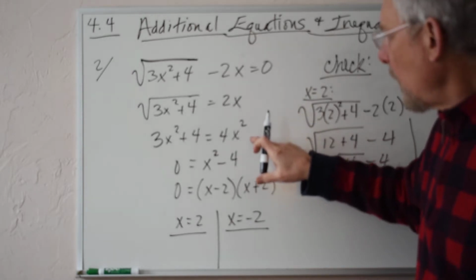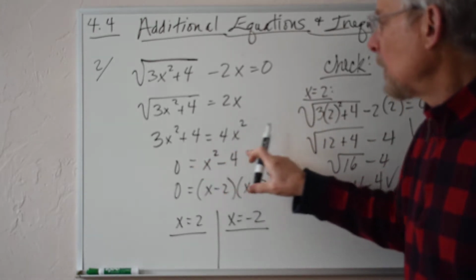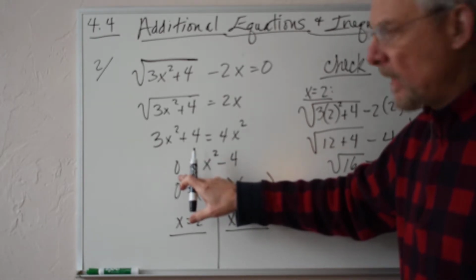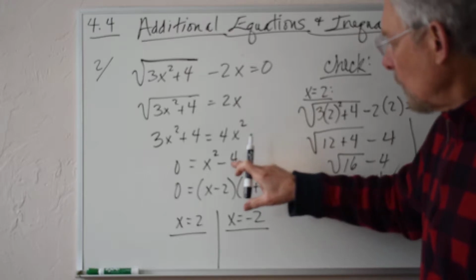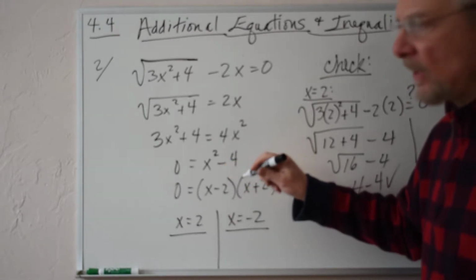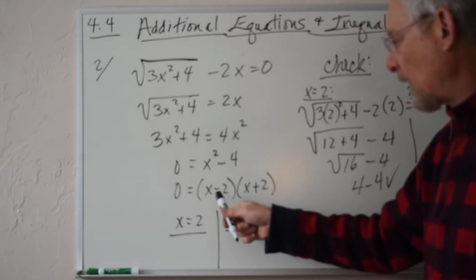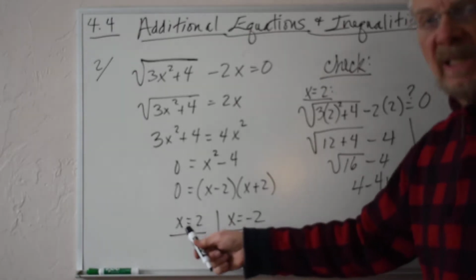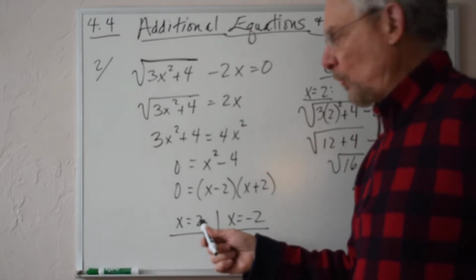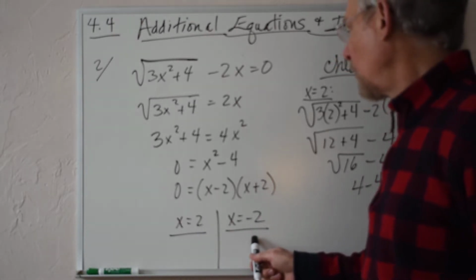Quantity 2x squared gives me 4x squared. Now I clear everything to one side, leaving 0 on the other side. So I arrive there, and I notice, oh, this is the difference of perfect squares. It's x squared minus 2 squared, so it's really easy to factor it. It factors like that. So it leaves me with two possible roots to the equation. X equals positive 2, x equals minus 2.